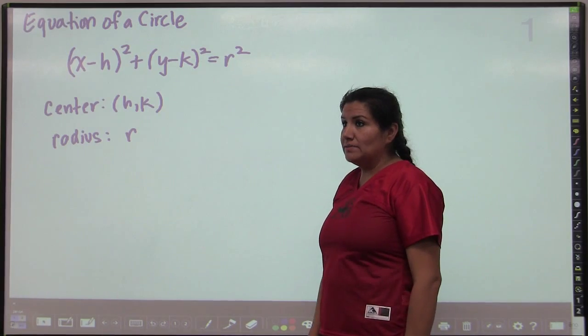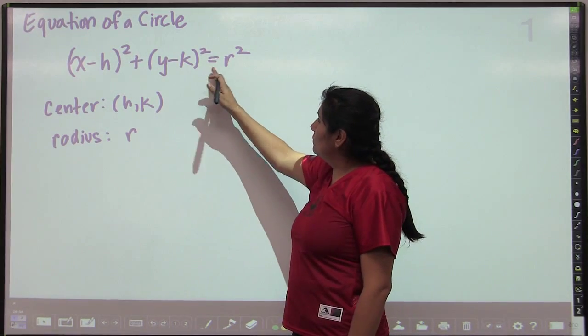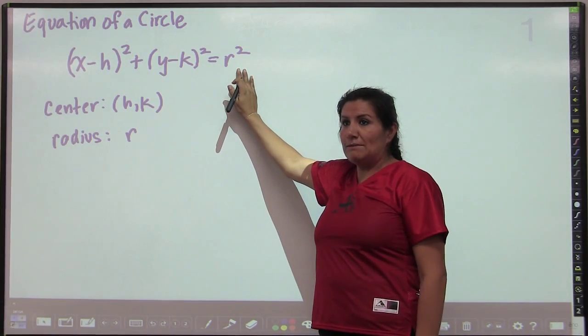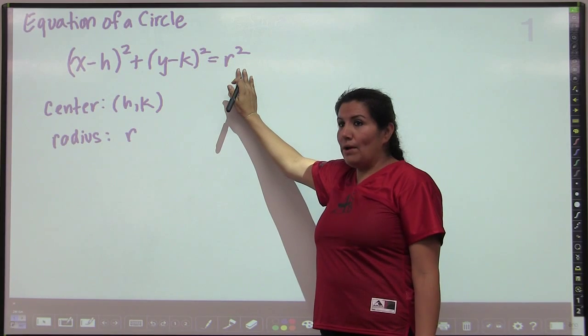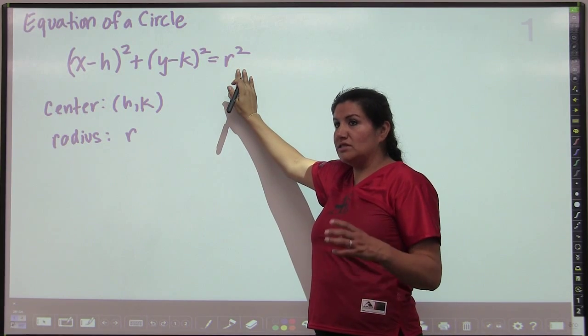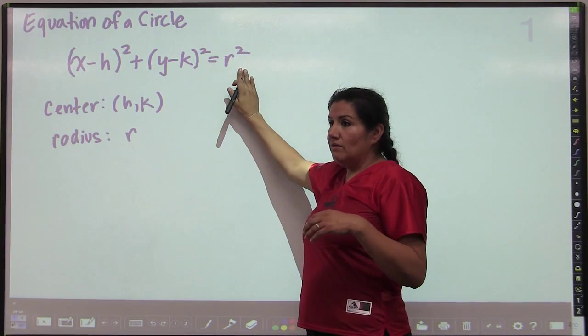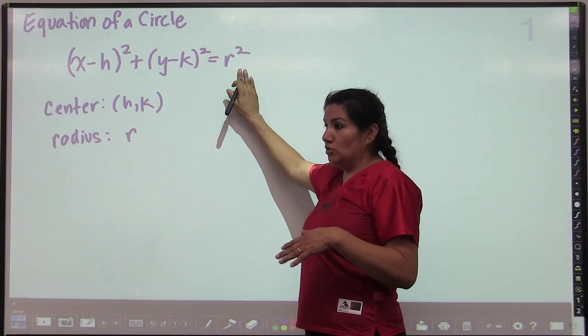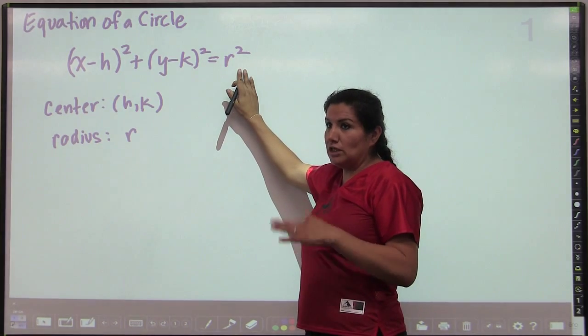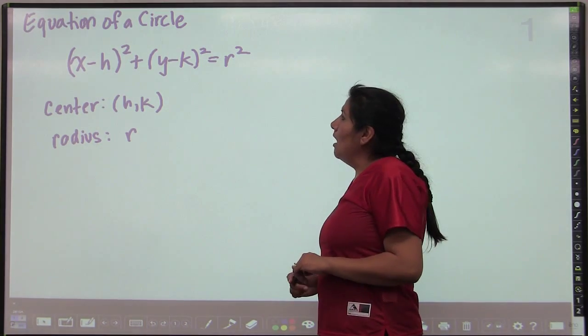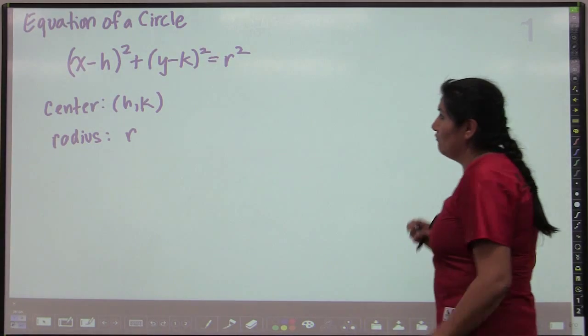And then the other thing is the radius. A lot of times I will get an equation that equals 25, and someone will tell me the radius is 25. The radius is not 25, it's just r, it's not r squared. So if this equals 25, that would be 5 squared, right? So the radius would be 5, not 25. So be careful with that. But that's your formula, if you will.